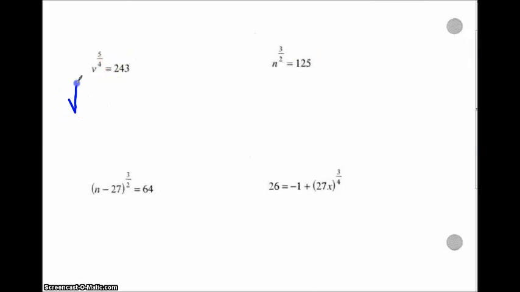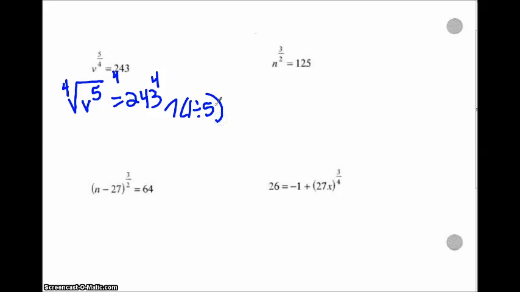You're going to have the 4th root of v to the 5th is equal to 243. So you're going to raise both sides to the 4th power. 243 to the 4th is a huge number. Then you're going to raise it to the 1 divided by 5 because it was the 5th power in there. So raise it to the 1 divided by 5, and your answer is 81.